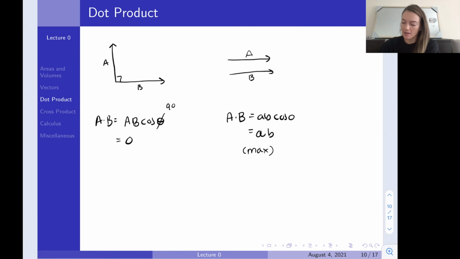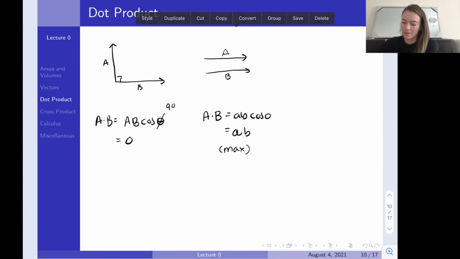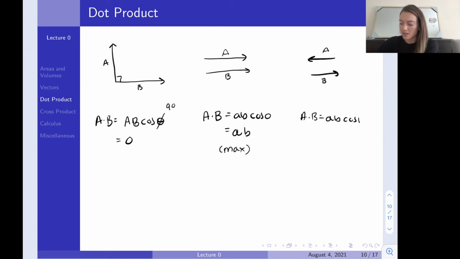And then another sort of limiting case is when our vectors are in opposite directions. Now the cosine of the angle between them is 180 degrees because they're anti-parallel. So the cosine of 180 is -1. So the dot product is -a times b. So this is the minimum value our dot product can take for 2 vectors with lengths a and b.